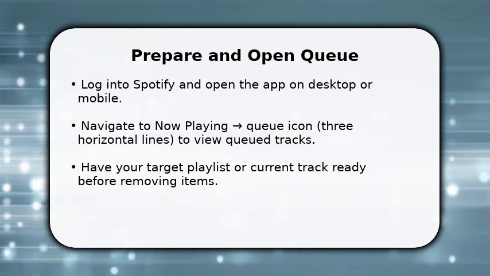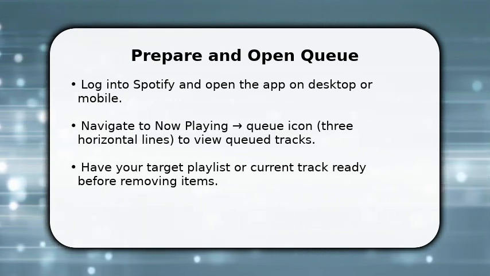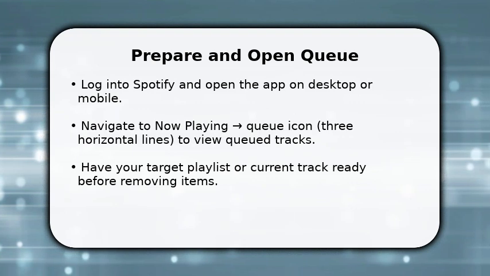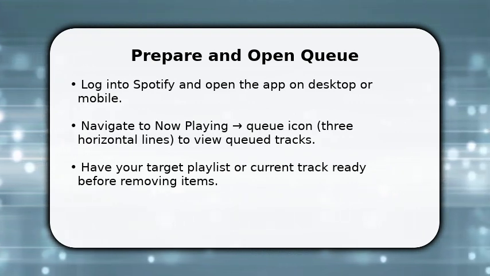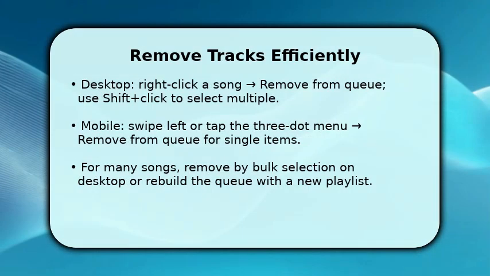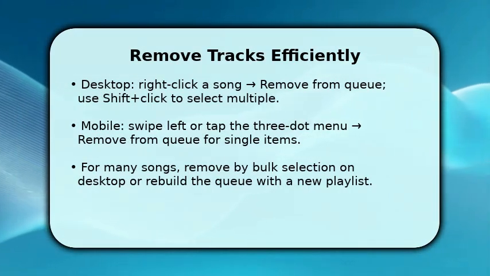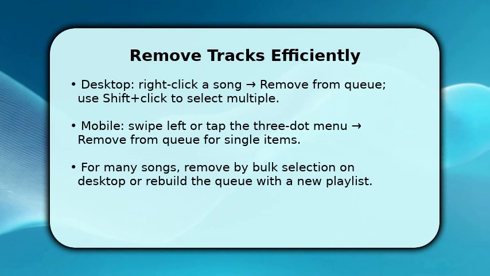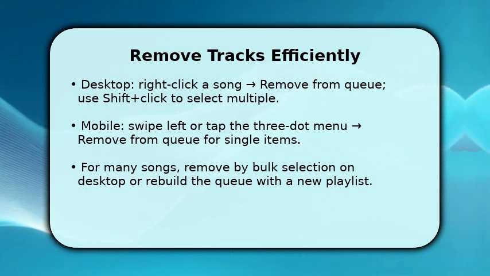Start by removing 1 or 2 songs to confirm the interface. This first action tells you whether you'll use individual deletions or a full clear approach. On desktop, right-clicking a queued track yields a Remove from Queue option. Use Shift or Control to multi-select adjacent or non-adjacent tracks to speed up deletion.